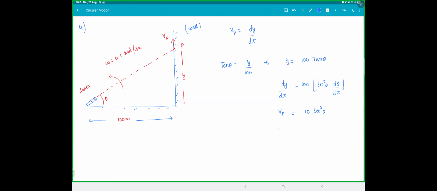You want acceleration? Differentiate again. dv by dt: 10 sec square theta, the differential is 2 sec theta. Then differentiate sec theta again, so we remember the chain rule. This will become the acceleration of point P. This will become 20 sec theta. The differential of sec theta is sec theta tan theta, again times d theta by dt. So yep, that would be your acceleration: 20 sec square theta tan theta into omega.